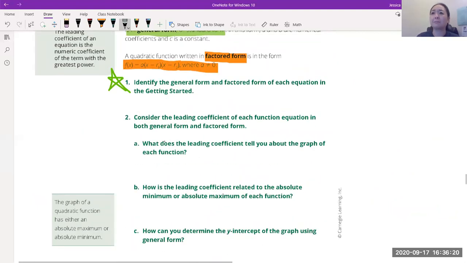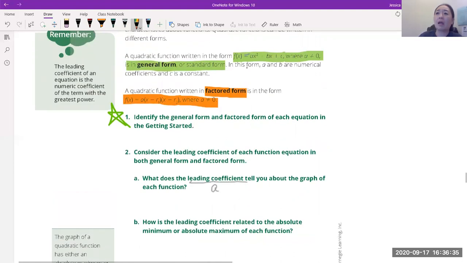All right, so remember, what does the leading coefficient tell you about the graph of each function? Remember the leading coefficient, we are calling that what letter? We're calling that the letter A, right? Going back to this A right here. Actually, we wouldn't call that the leading coefficient. We're referring to this one right here in standard form, but these numbers are the same. That's why they kept that as an A, just so that you know.